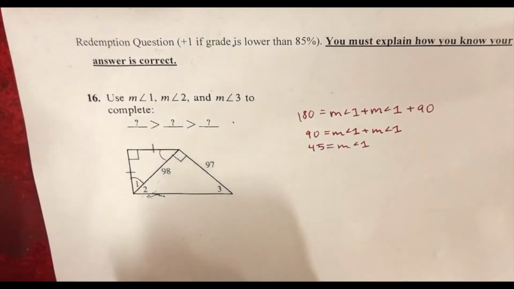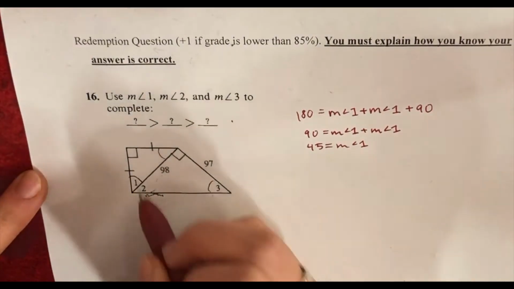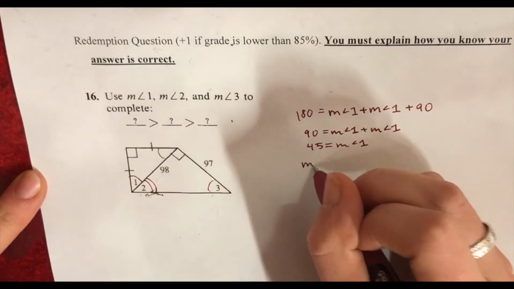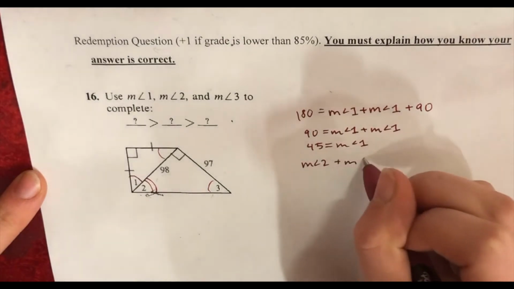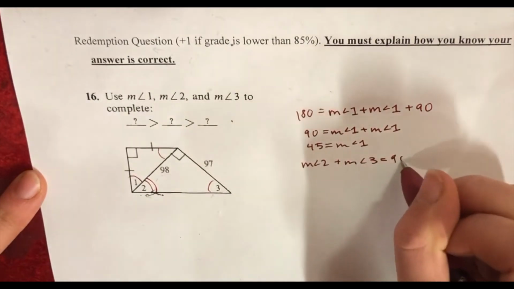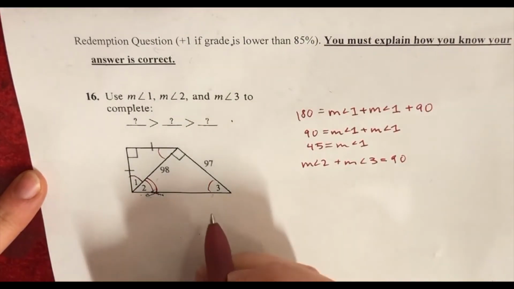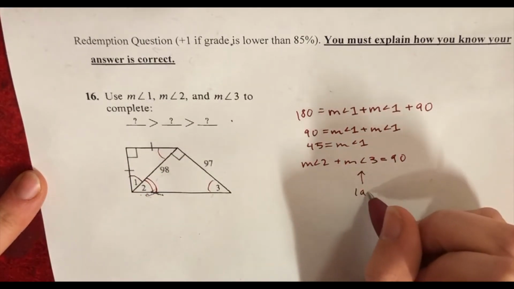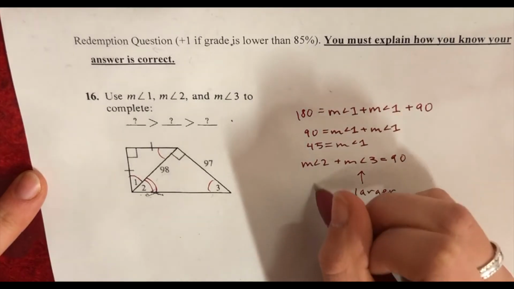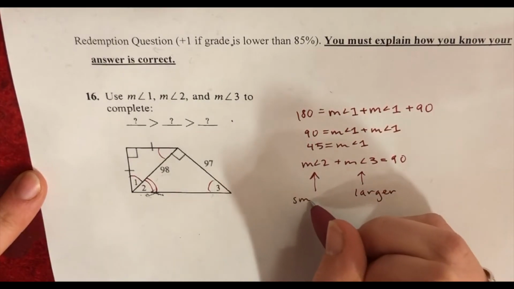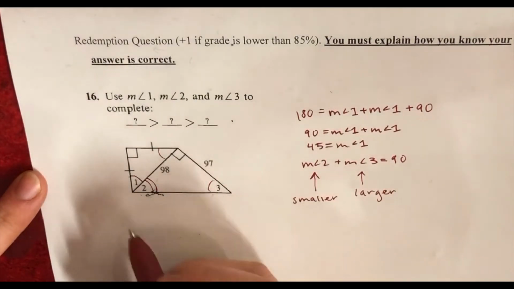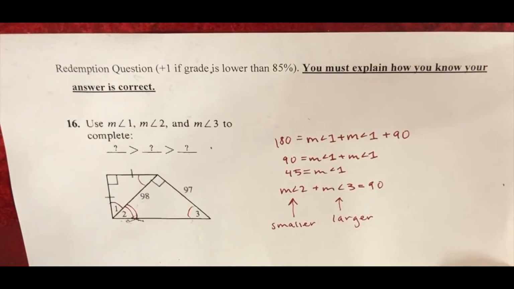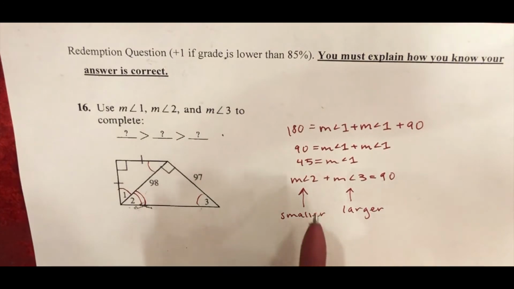In the second triangle, we also know that the base angles must be complementary. So the measure of angle 2 plus the measure of angle 3 is equal to 90. But we also can tell that the measure of angle 3 is going to be larger than the measure of angle 2. And the measure of angle 2 is going to be smaller because it's opposite the smaller leg of the right triangle.